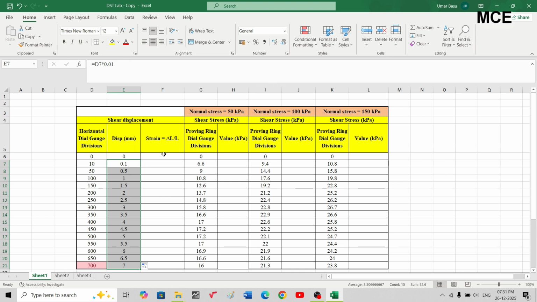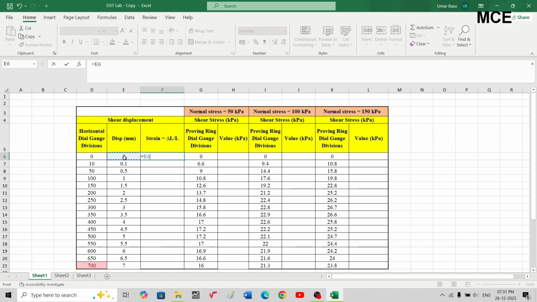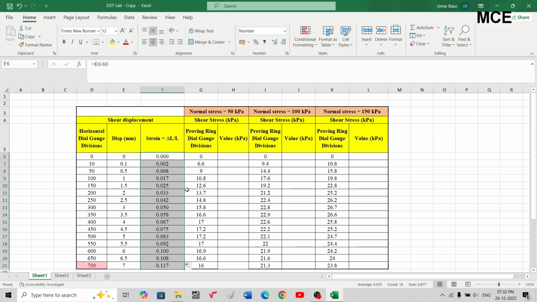Strain is simply displacement divided by the length of the specimen. Since displacement is in mm and the length of the specimen is 60 mm, select the cell and divide by 60, and you will get the strain. Select the cell and drag it till the last, and Excel will automatically give you the strain for the rest of the horizontal dial gauge divisions. So this is our shear strain.